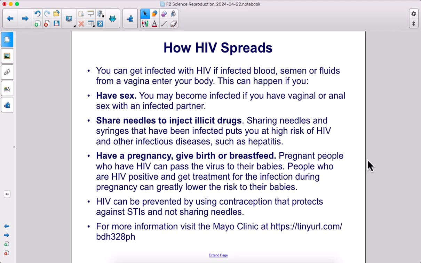Pregnant people who have HIV can pass the virus to their babies. People who are HIV positive and get treatment for the infection during pregnancy can greatly lower the risk to their babies. HIV can be prevented by using contraception that protects against STIs and by not sharing needles.